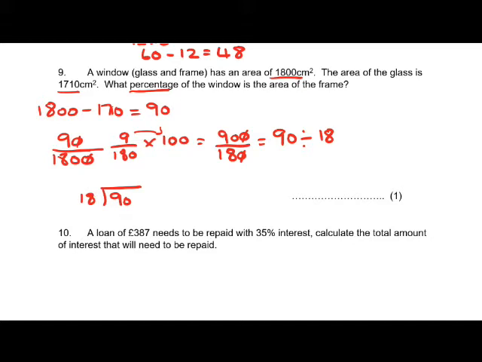So it's testing your ability to do long division. So the way to do long division is do a little chart here on the left, doing your 18 times tables. So I know 1 times 18 is 18, and I double it to get 36. If I double it again, I get 72, so that's 4 lots of 18. And if I add another 18 to it, I get 90. So that's 5 lots. So 18 goes into 90 5 times. So our percentage is 5%.